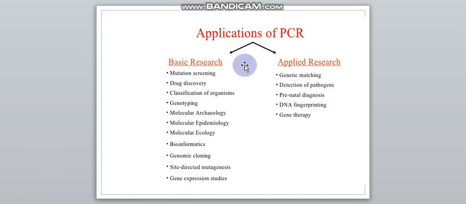Applications of PCR. Here are the applications that are used in basic research and in applied research. In basic research, PCR is used in mutation screening, drug discovery, classification of organisms, genotyping, molecular archaeology, molecular epidemiology, molecular ecology, bioinformatics, genomic cloning, site-directed mutagenesis, and gene expression studies. In applied research, it is used in genetic matching, detection of pathogens, prenatal diagnosis, DNA fingerprinting, and gene therapy.